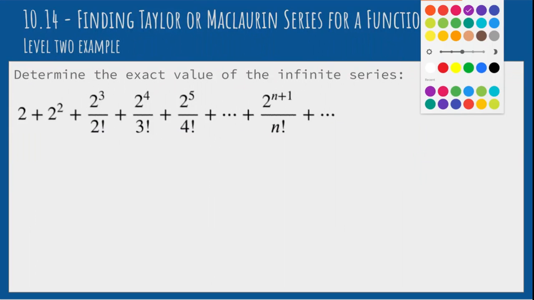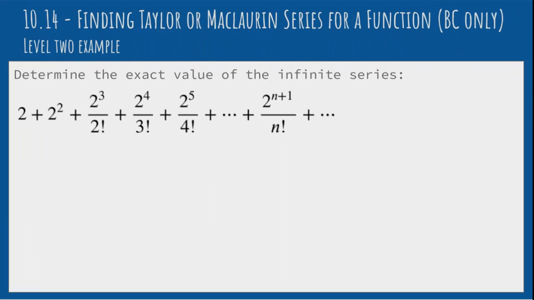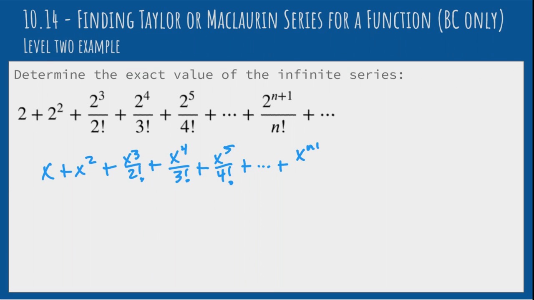So first thing I'm going to do is try to figure out what function the series is representing. So I'm going to take all of these twos here that look like they were probably plugged in for x's, and I'm going to replace those with x's. So the series that we're going to look at right here is going to be x plus x squared plus x cubed over 2 factorial plus x to the fourth over 3 factorial plus x to the fifth over 4 factorial. And then we're going to have x to the n plus 1 over n factorial.